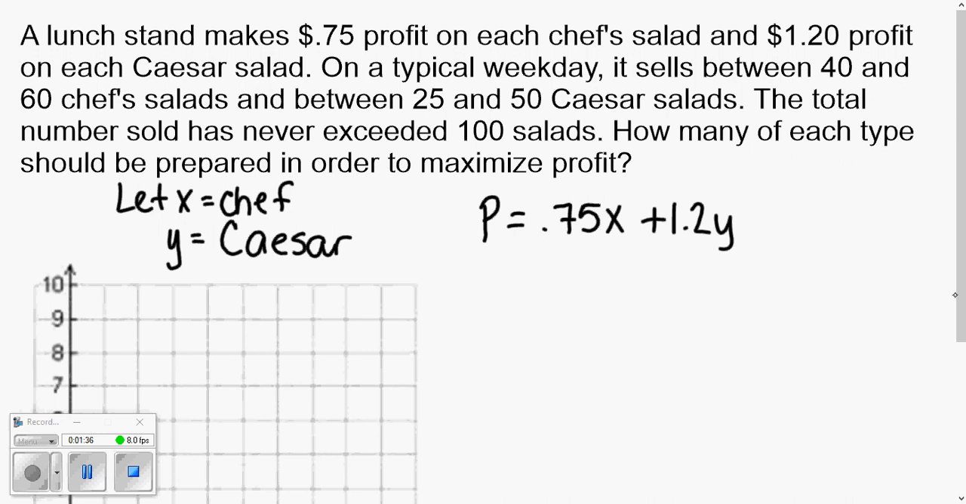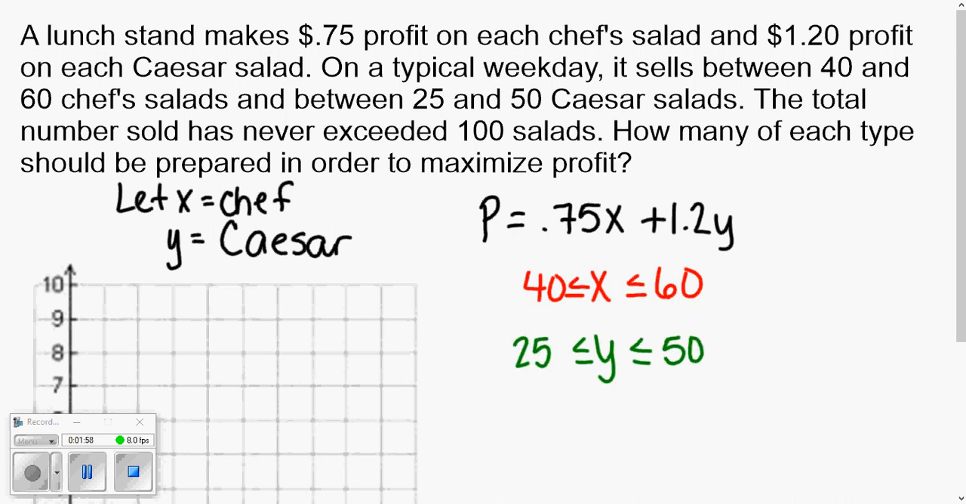First constraint, it sells between 40 and 60 chef salads. That means chef salads, which are x, are between 40 and 60. This is the sandwich inequality. Now, the Caesar salads, which is y, fall between 25 and 50. These are two constraints. It says the total number sold has never exceeded 100. Total number sold. So that means the number of chef salads, x, plus the number of Caesar salads, y, says never exceeded. So that's less than or equal to 100.